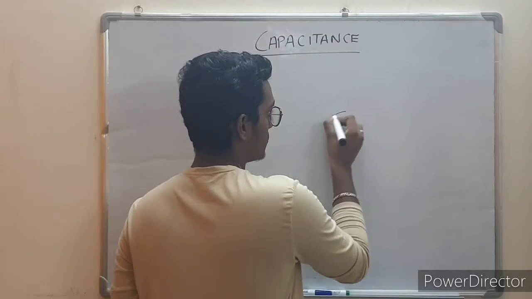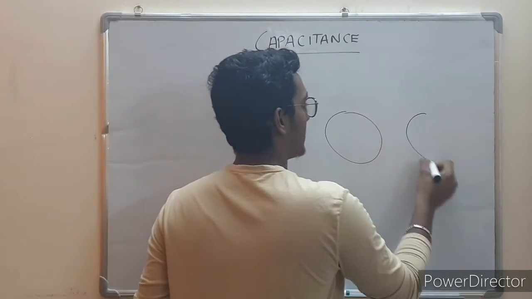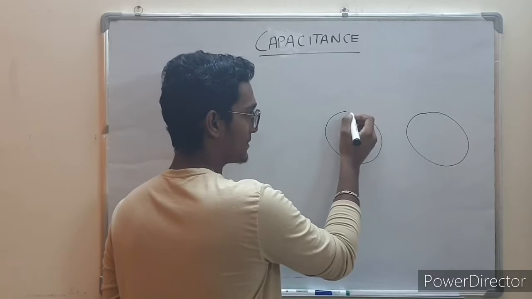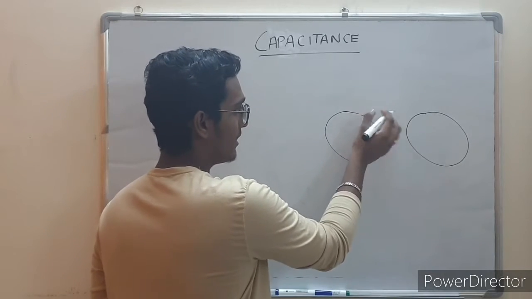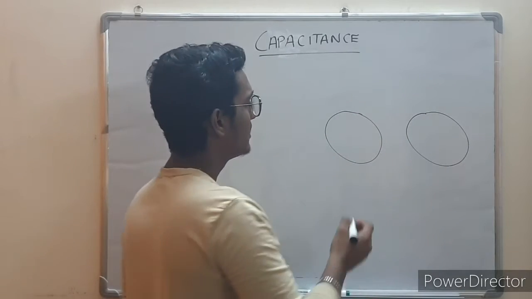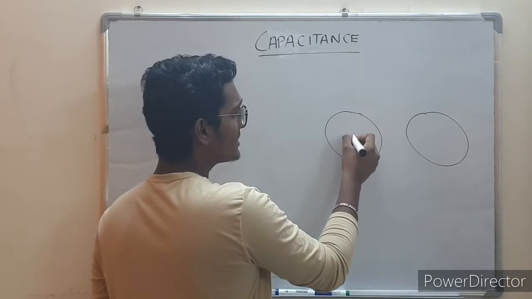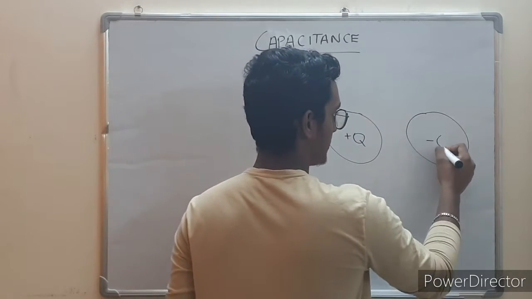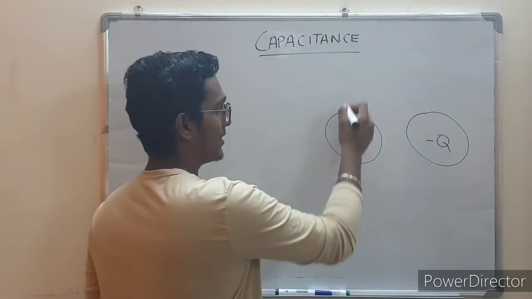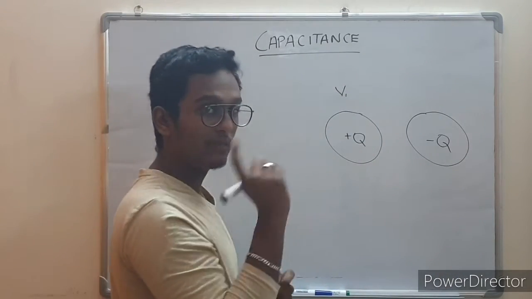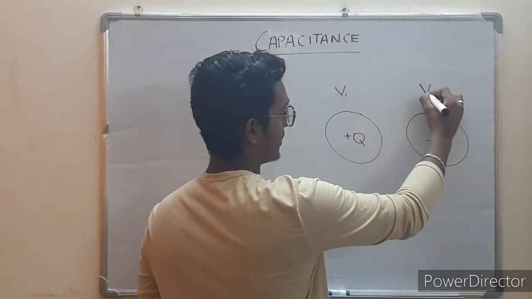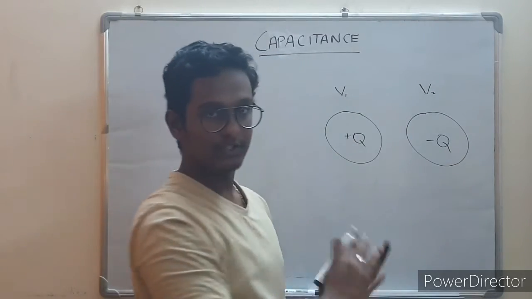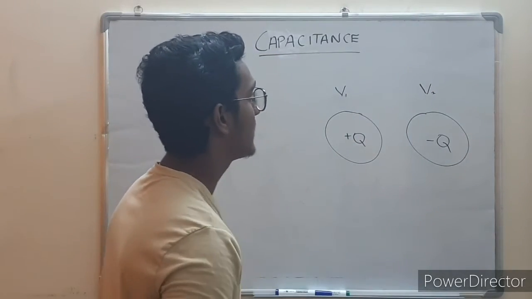So let's consider two bodies over here. It can be of any shape: circles, plates, rectangles. So I'm just considering circles. Let's consider this is at a charge plus Q and this is at a charge negative Q. This has a potential V1 and this has a potential V2. This is free vacuum. It's just free space. You're placing it in space.